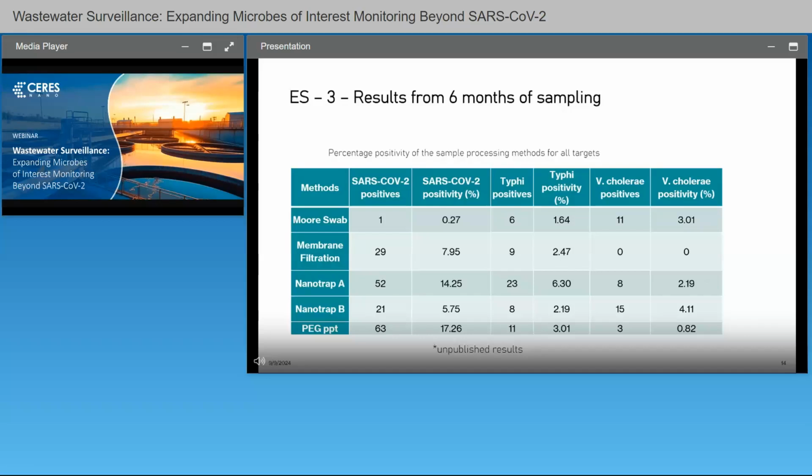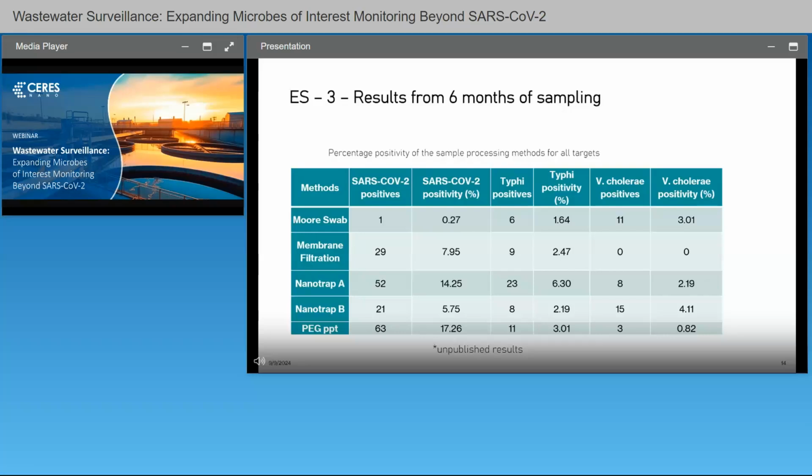Nanotrap A is what we wanted to use, and none of these methods are statistically different from each other. But we narrowed down on PEG 8000 precipitation and Nanotrap A as the two methods that perform consistently across all targets. Nanotrap B is also pretty good. But PEG precipitation and Nanotrap A were what we focused on.